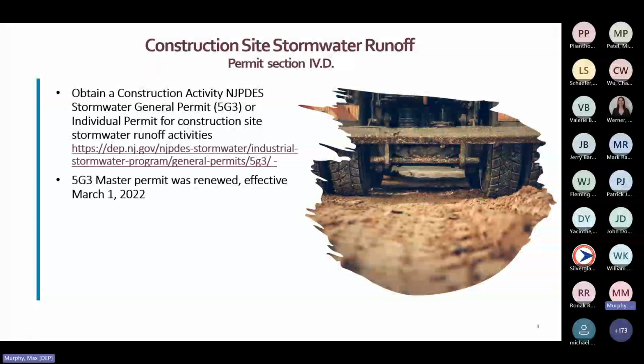First, we will discuss our 5G3 permit for construction site stormwater runoff. This general permit, needed as an addition to the MS4 permits, controls stormwater discharges to surface water from certain construction activities, including clearing, grading, and excavation. These generally are construction activities that disturb 1 or more acres of land or disturb less than 1 acre, but are a part of a larger plan of development or sale. This permit is essential for anyone working with major development projects.